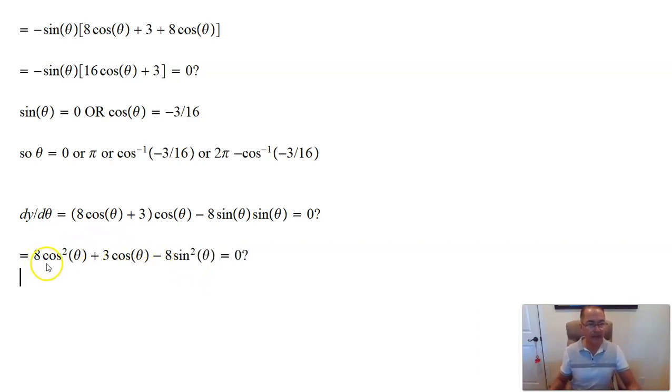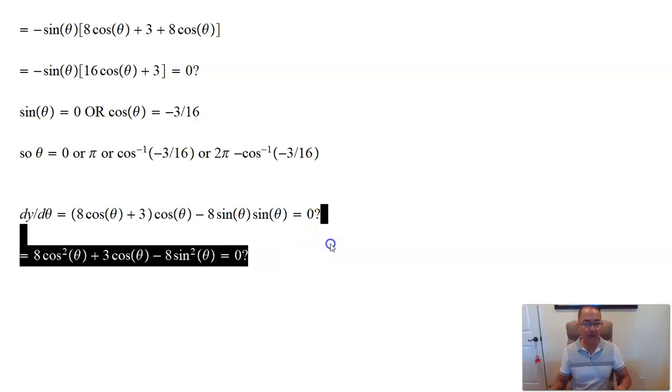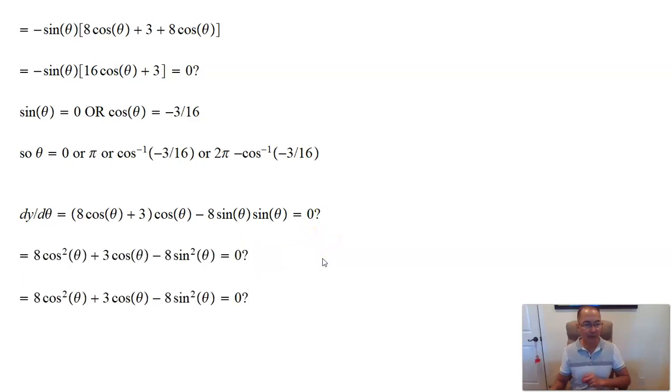Okay, and you're probably getting excited. Ooh, cosine squared, sine squared, that's 1. No, unfortunately, that's a minus. And you might say, oh, wait a minute. I also know a formula for cosine squared minus sine squared. It's cosine 2 theta. That doesn't help us because we got a cosine theta here. So, what are you going to do? Well, first let's check, did we do that correctly? 8 cosine squared, 3 cosine theta, minus 8 sine squared theta. It's always good to check and make sure that we did it correctly.